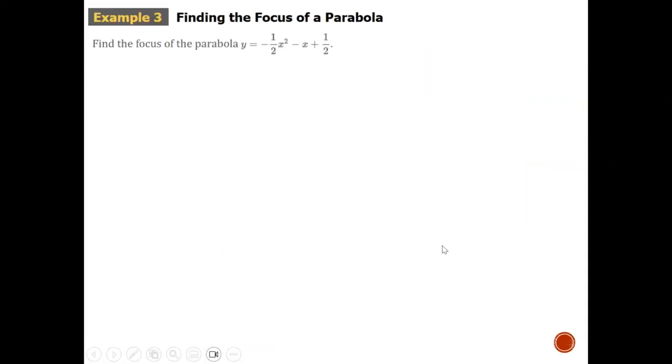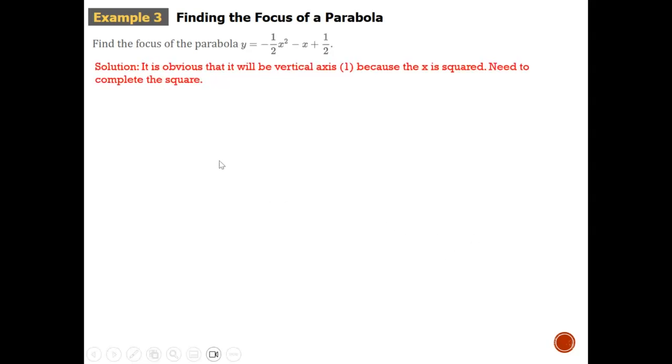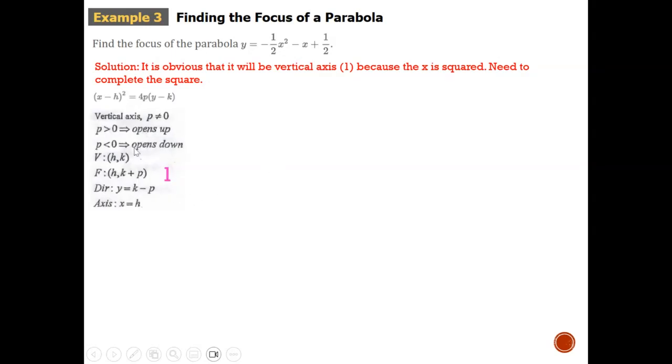Okay, now here, guys, they want you to find the focus of the parabola, just the focus. Because here, we have to complete the square. Here it is obvious that it will be vertical because the x is squared. So we have to complete the square and form the given equation into something like the formula, (x minus h) squared equals 4p (y minus k).